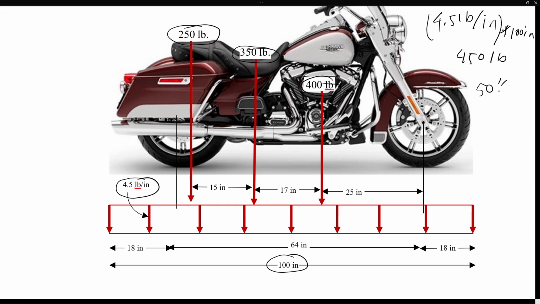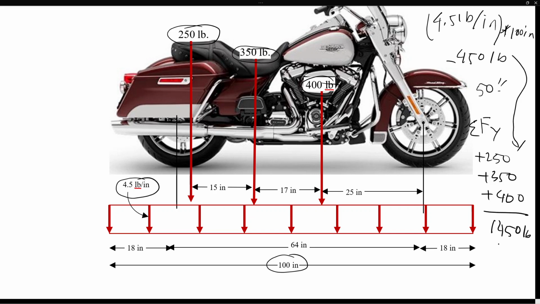So that's now the total load, so you can simply do that summation of y. Everything is acting in one direction, the y direction, so that 450 plus that 250 plus 350 plus 400, so the total, including the chassis weight, is going to be 1450 pounds total weight. Now that's not a difficult thing to calculate.